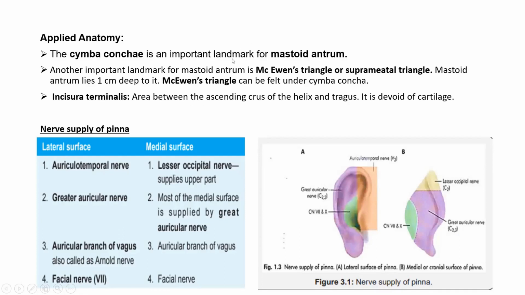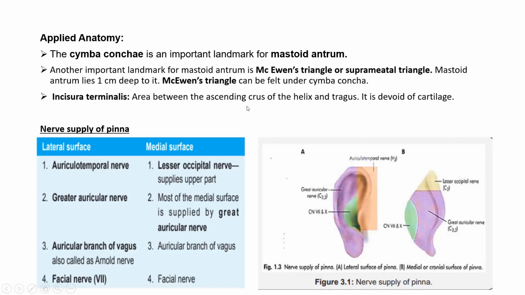This is a fancy name. You should remember this name. McEwen's triangle or suprameatal triangle is just above the opening of the external auditory meatus. When we go 1 centimeter deep to this triangle, there is the mastoid antrum. So above there is the Simba concha, in between is McEwen's triangle, and deep to McEwen's triangle there is the mastoid antrum.